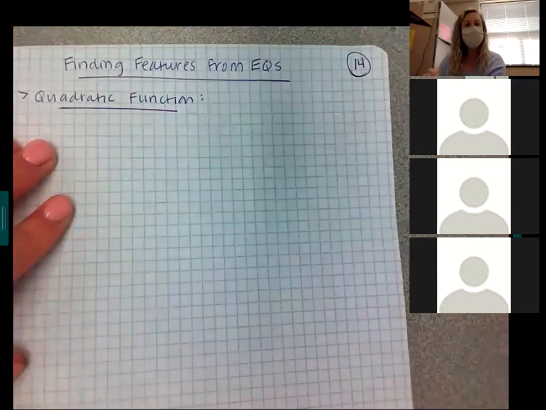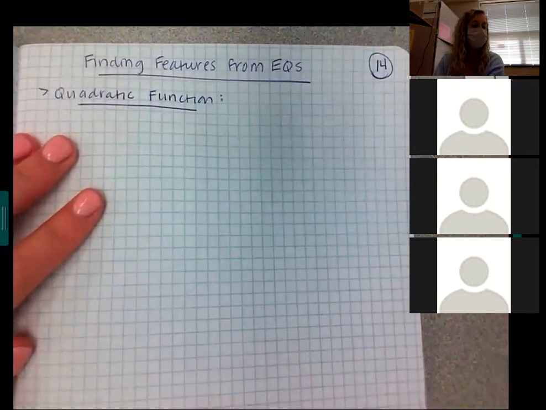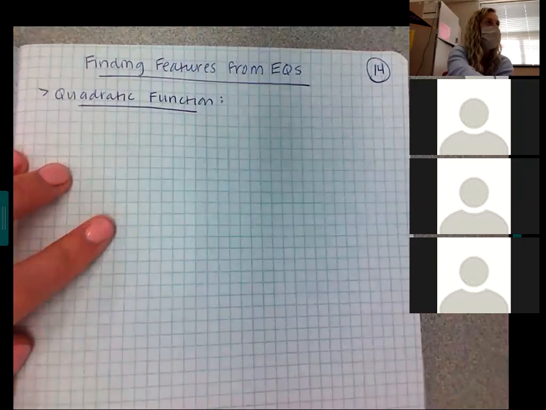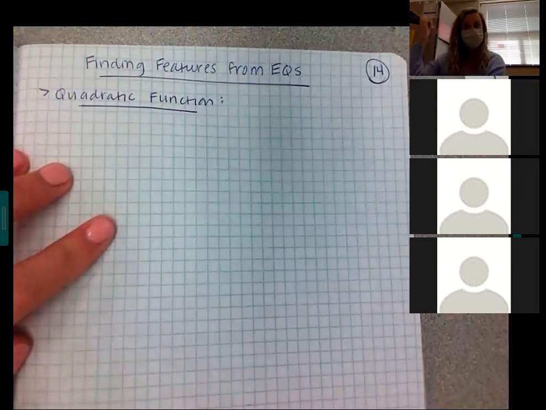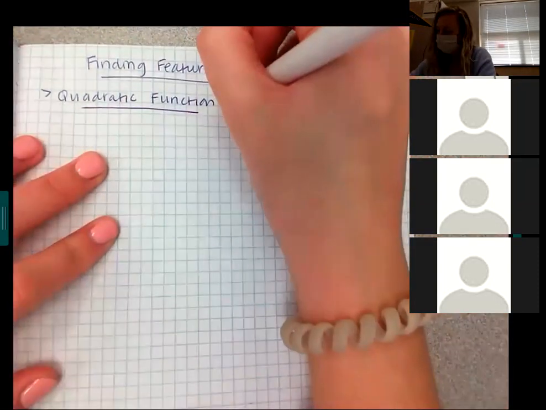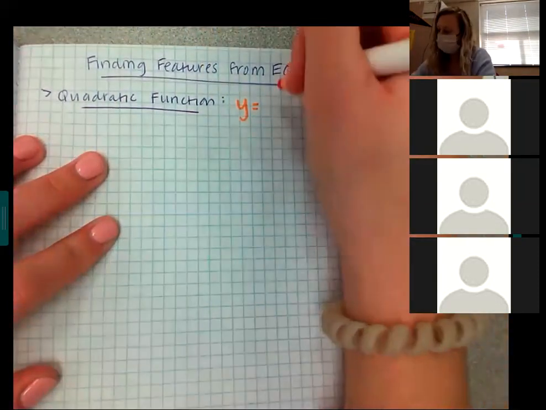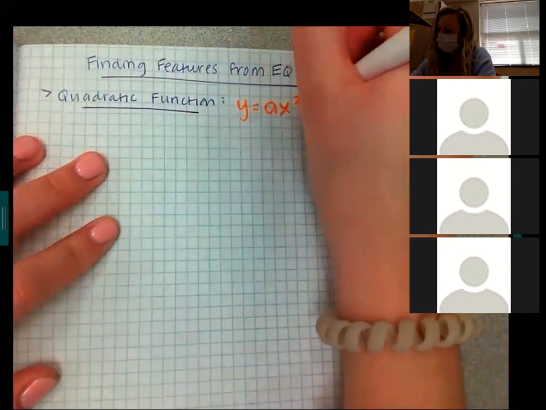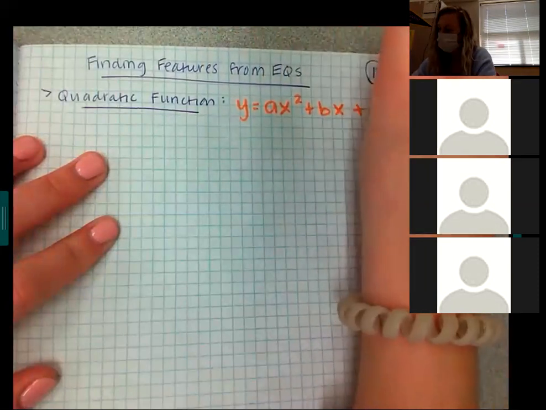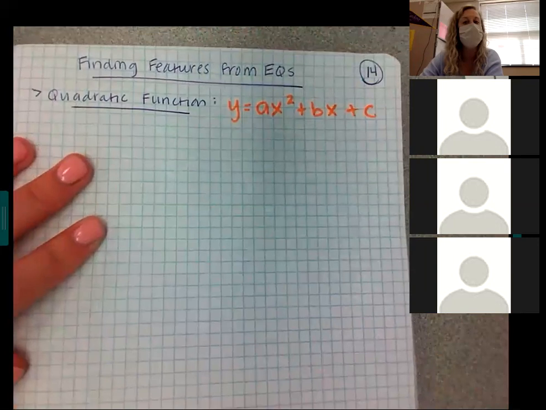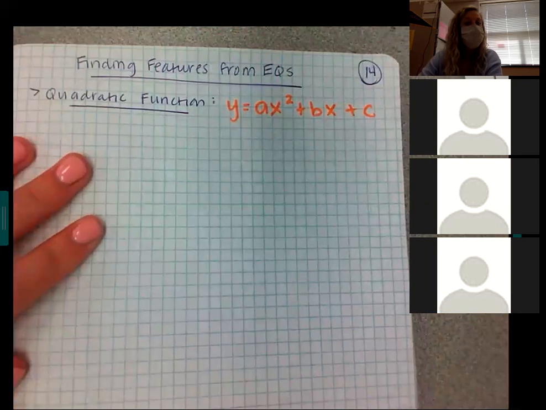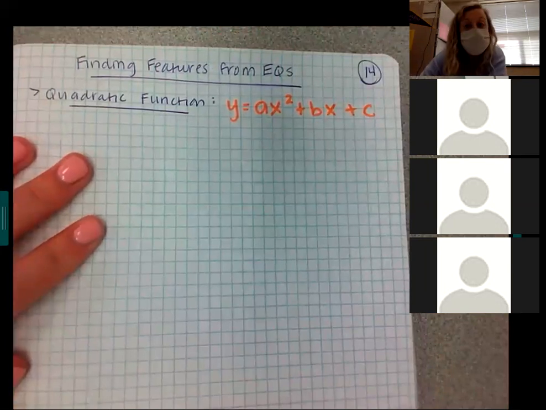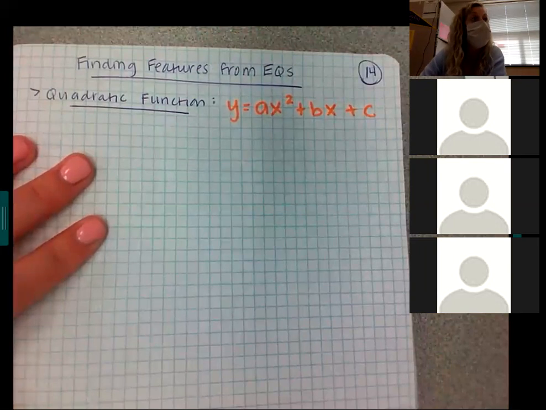We learned this yesterday. What does the equation of a quadratic function look like? Y equals ax squared plus bx plus c. Very good, Carter. So this is one of the forms that the equation of a quadratic function will look like.